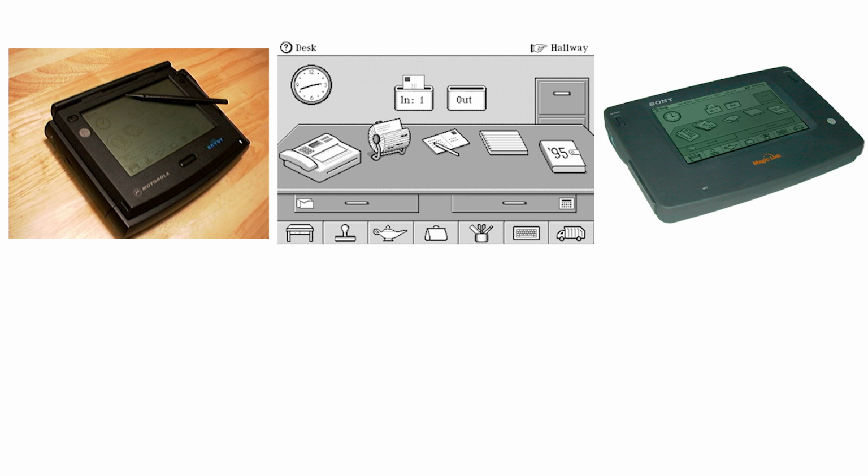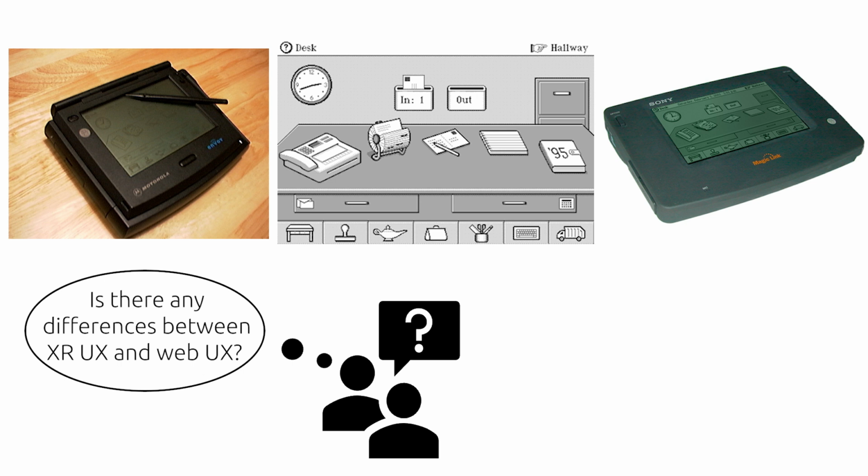Heuristics are almost at the same age as Motorola Envoy and Sony Magic Link, which are examples of PDAs, personal digital assistants. They were developed in the mid-90s based on the Magic Communicating Applications platform, which included mobile agents. These are some early examples of apps. Since then, many things changed in the tech world. The question is whether principles of heuristic evaluation, developed so many years ago with no VR or AR devices, are still valid for today's apps.